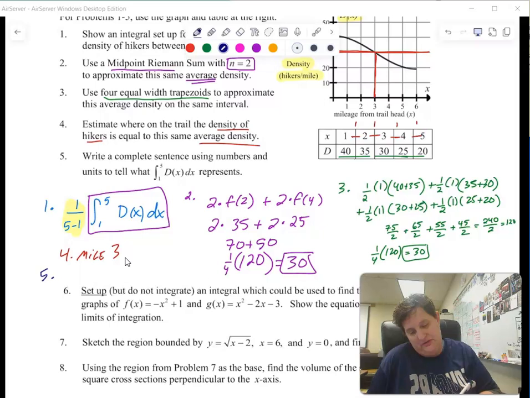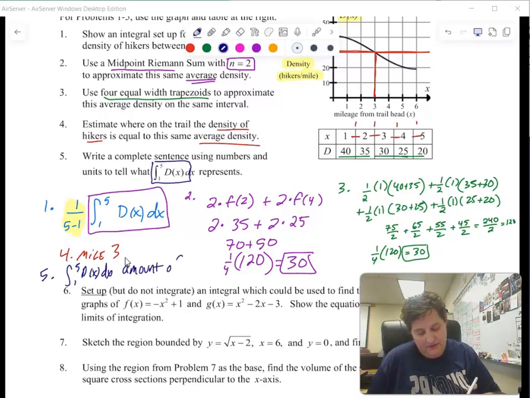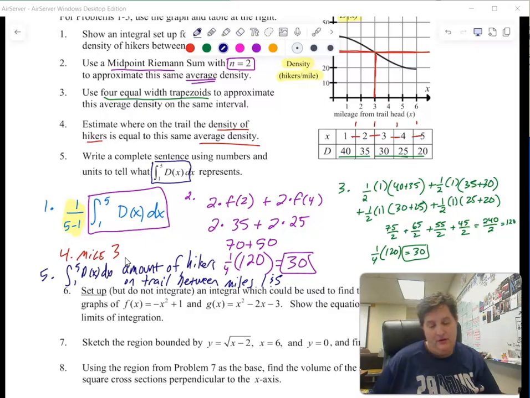And then number 5 asks me to write a complete sentence using numbers and units to tell what that represents. Well, when we integrate density, we get an amount. So that integral represents the amount of hikers on the trail between miles 1 and 5. Okay, so there are, the integral without the absolute value, so there are like 120, if that's what we saw that integral was, hikers on the trail.